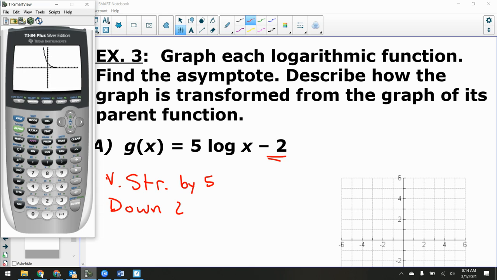Again, I'm going to graph it on my calculator here. 5 common log x, and my parenthesis, be very careful about that, minus 2.